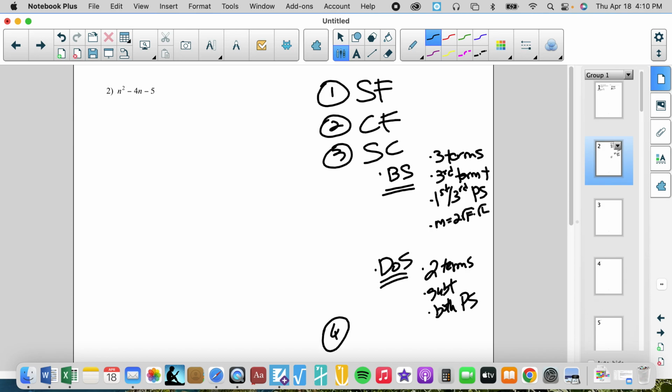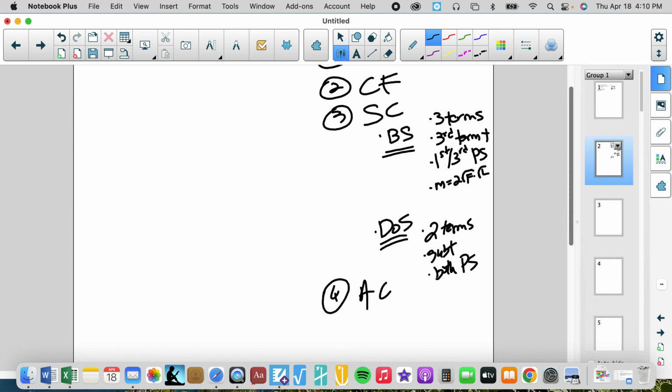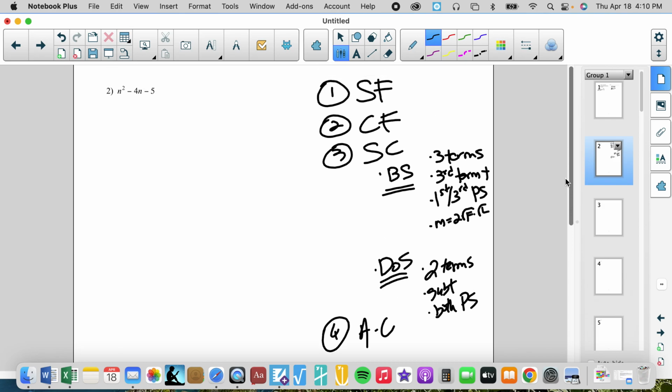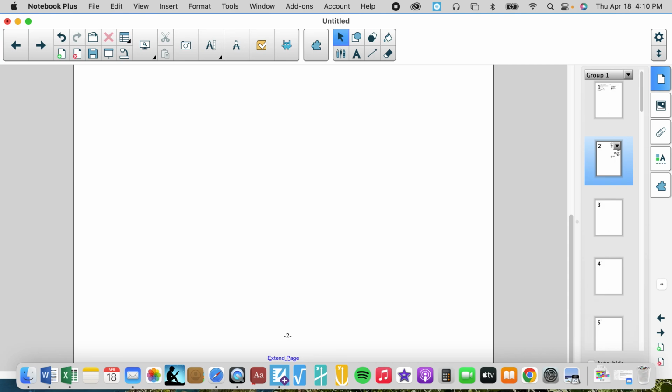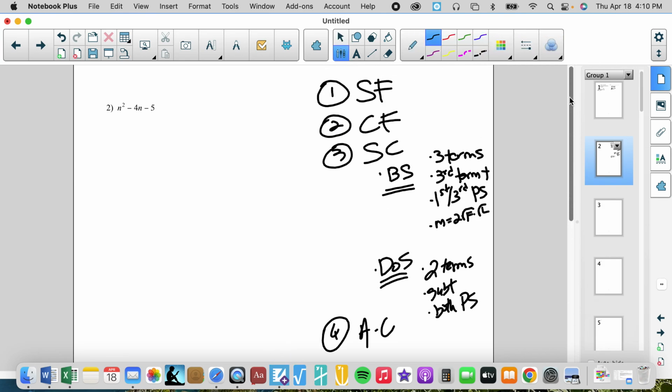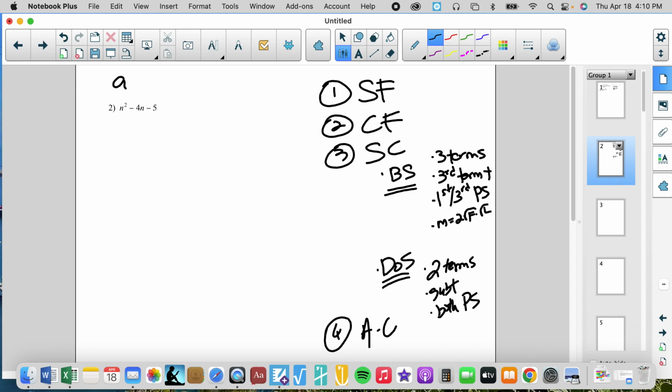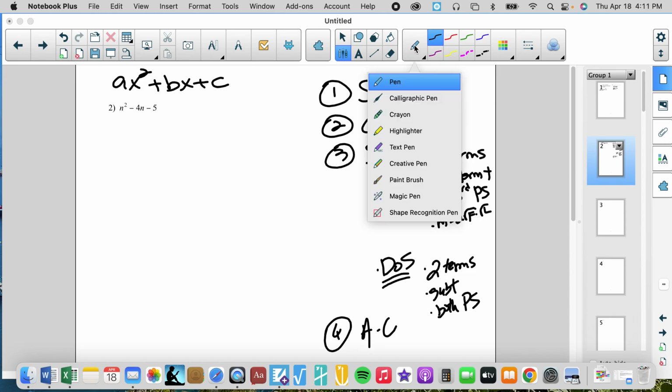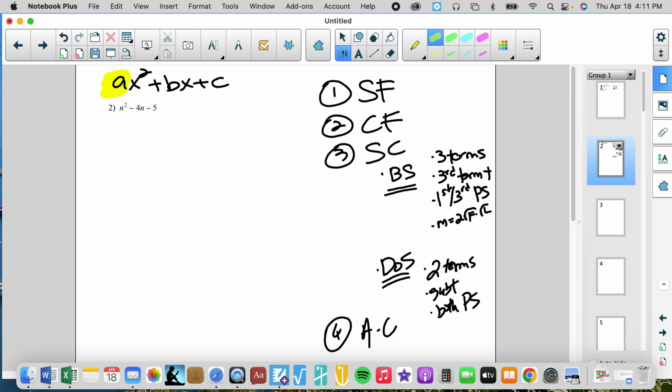So we go to step 4, which is A times C. That doesn't look like an A times C. When we talk about A times C, this is the first example, so I will take the time to explain this right now. A times C, I'm talking about the quadratic template of A times x squared plus bx plus c. My A value is the coefficient of x squared, which would be 1 in this case.